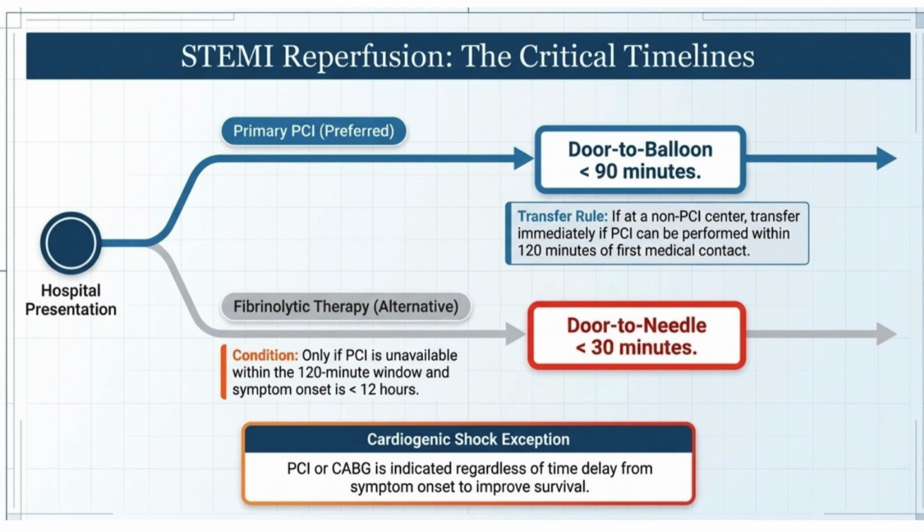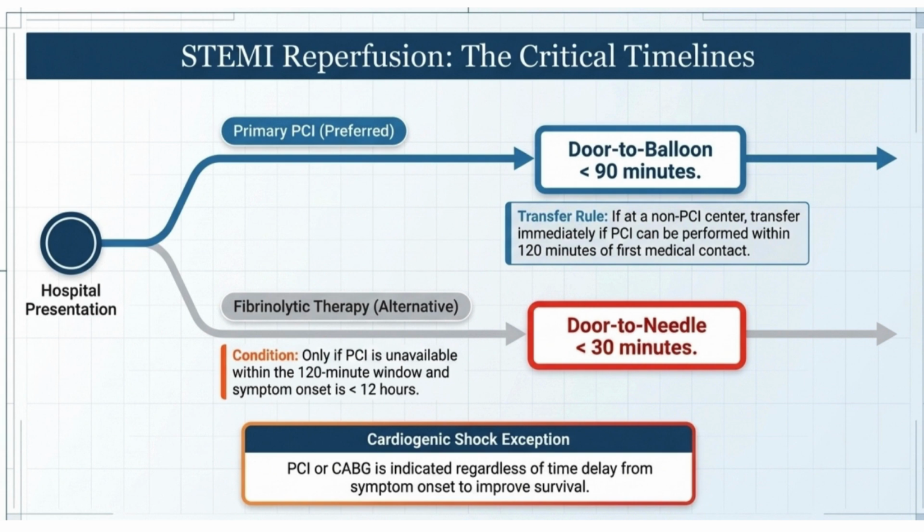If the patient is at a PCI-capable facility, our goal is a door-to-balloon time of equal or less than 90 minutes. If the patient arrives at a non-PCI-capable facility but can be transferred to one quickly, the maximum acceptable timeline from first medical contact to balloon inflation is 2 hours.